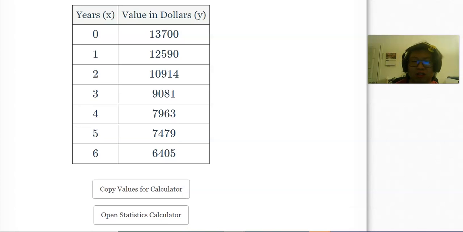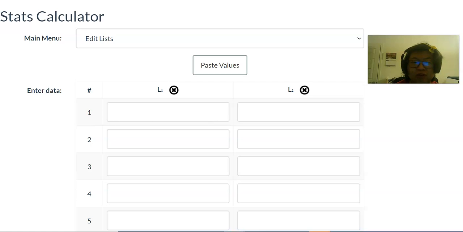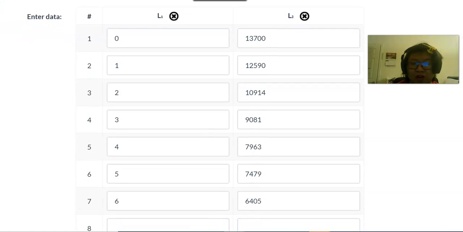So Delta Math does this very cute thing where it gives you this kind of statistics calculator to use. First, I'm going to copy all my values for the calculator using this button, which I already clicked. Then I'm going to open the statistics calculator here. All right, and what it does is it brings up this very cool edit lists menu, where it also gives you the paste values button. So very cool. It just copies all the stuff in there, drops it all in there for me.